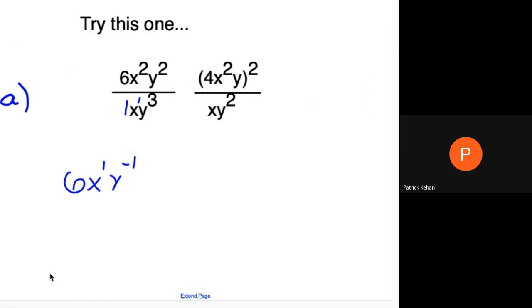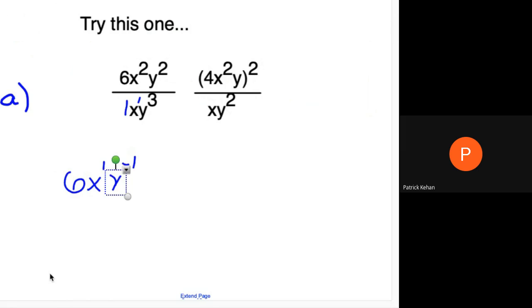So this is not completely simplified yet because I have a negative exponent. You can choose to leave it as is because we still have to multiply this whole thing to the other fraction. Or you can rewrite it as 6x over y to the first. It's really your choice. I'm going to leave it as is for the moment.